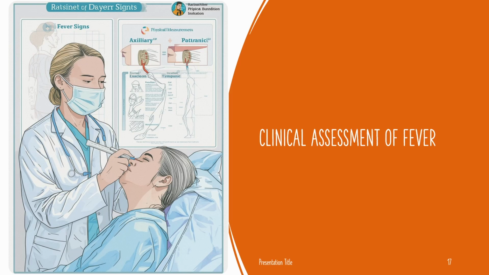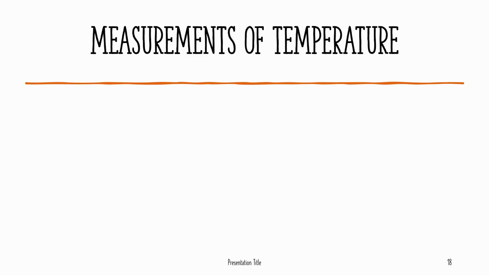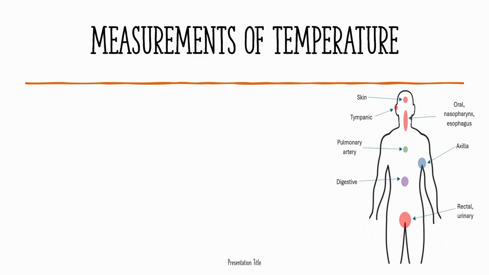Now we will see how we are going to clinically assess the fever. We are going to measure the temperature using a thermometer, and there are organs which reflect the core body temperature. Examples of them are rectal and urinary, esophageal, and pulmonary artery. These are organs which reflect the core body temperature, whereas they are not clinically feasible. We usually have to measure the peripheral temperature in the peripheral area, and these include tympanic membrane, axillary area, etc.